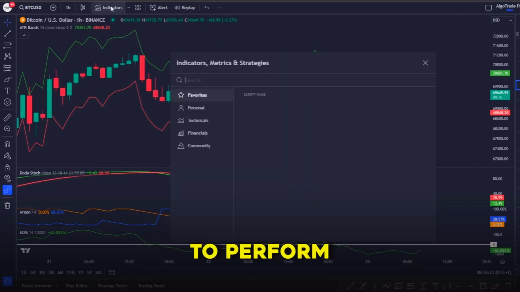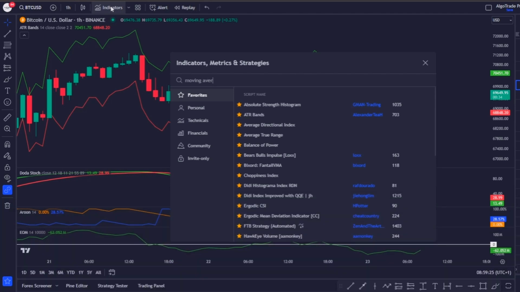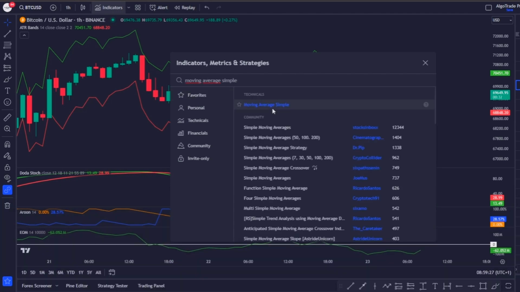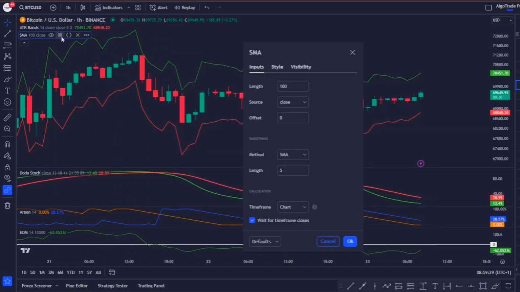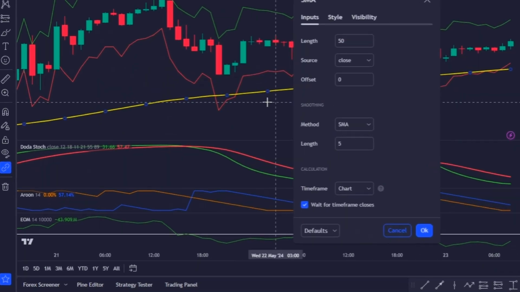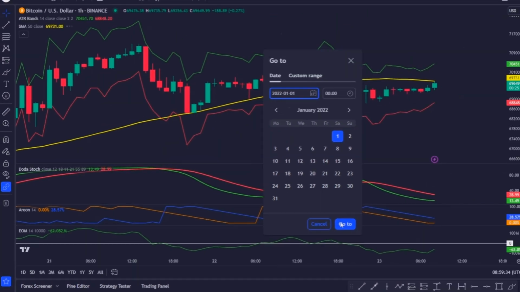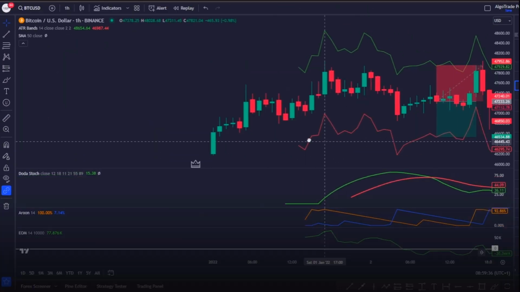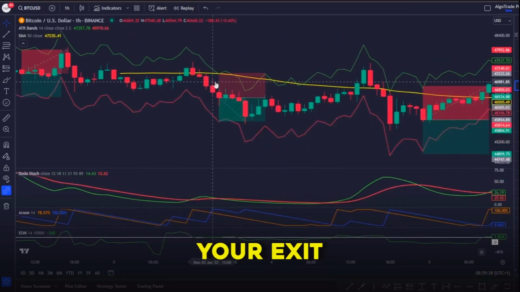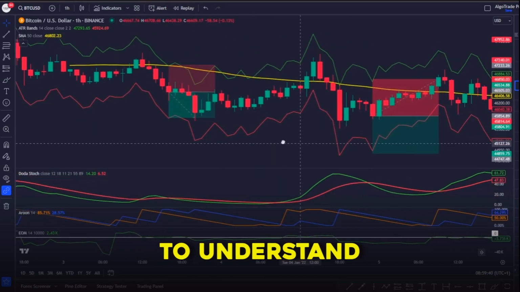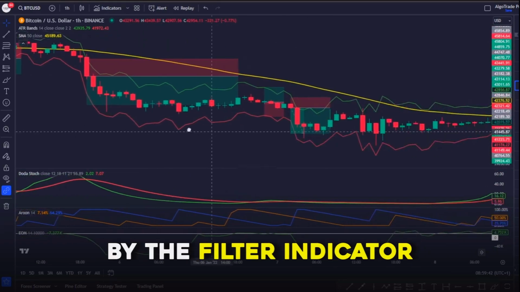Therefore, if you are going to perform this work manually, you should insert the indicator you want to test with the filter function on your chart. Then go back in time and analyze which signals are eliminated when you use this addition. Don't forget that you should still combine your exit and volume indicators to understand the improvements brought by the filter indicator.